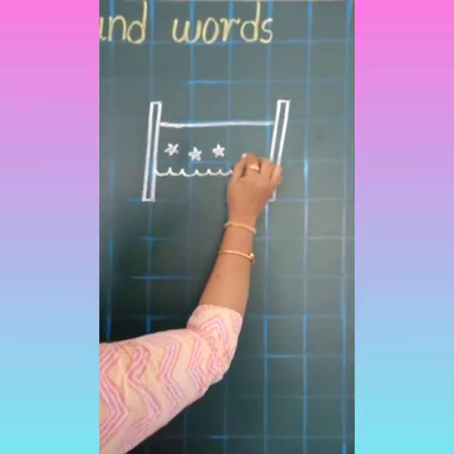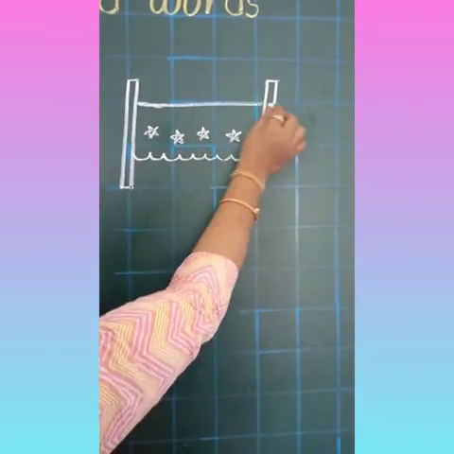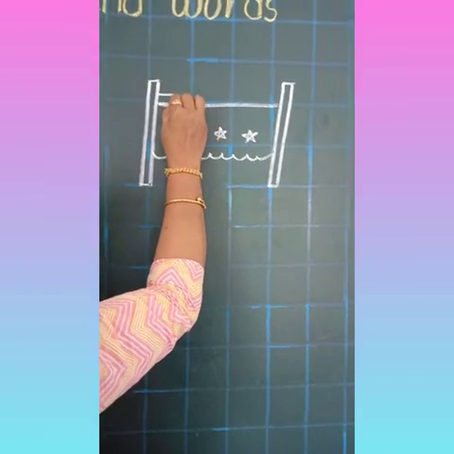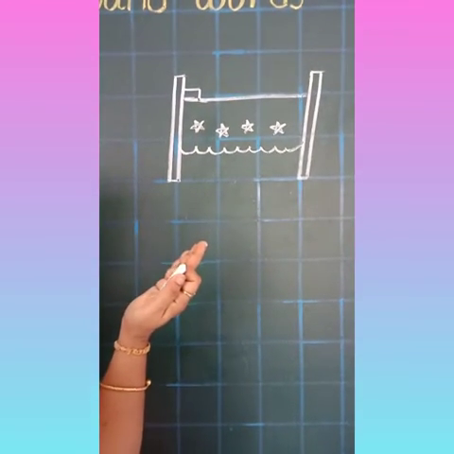Okay, it's a bed set. Okay, here it is a bed and it's a bed set. Here we will make one small square, that's a pillow.